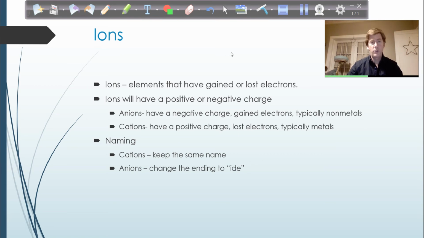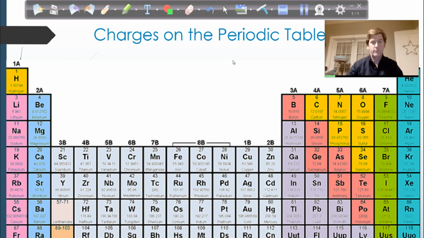So all of the nonmetals that are going to gain electrons, we change the ending to "ide." So fluoride, you've probably heard of that. That's fluorine that has gained an electron, and we change the ending. So sulfide, bromide, iodide, oxide, nitride. So those are all anions that have gained electrons.